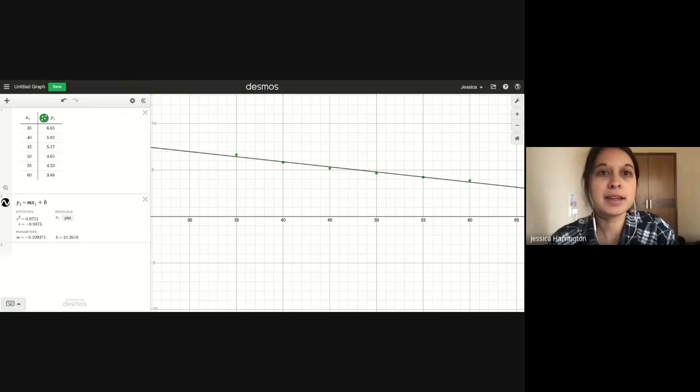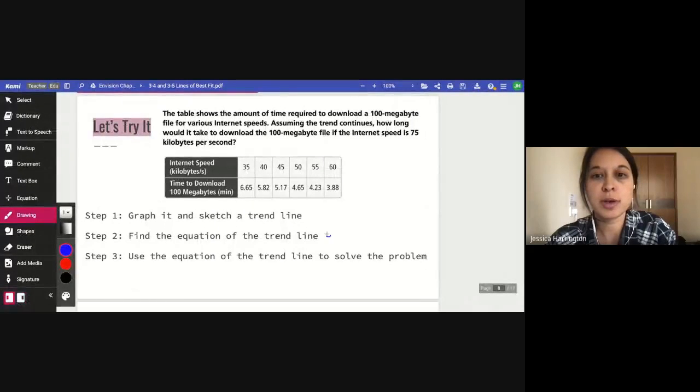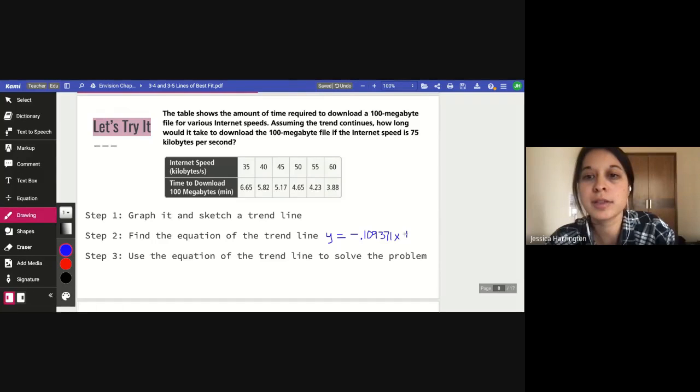So when I come back, I'm just going to write down what it told me. It said that the best equation was y equals negative 0.109371 x, and then my y-intercept, the b it gave me, was 10.2618. So plus 10.2618. So there's the equation of the line.